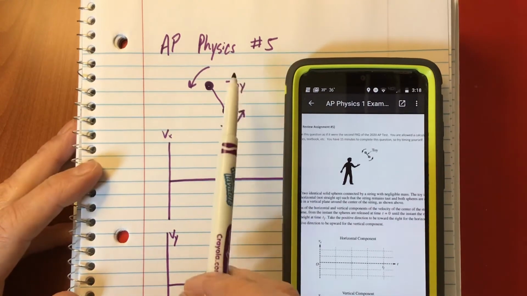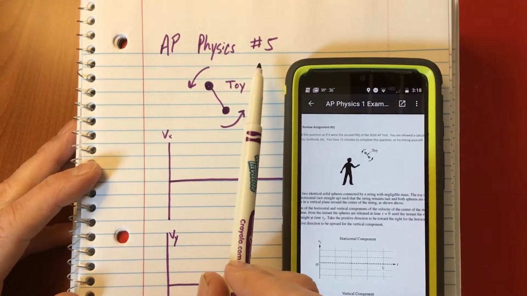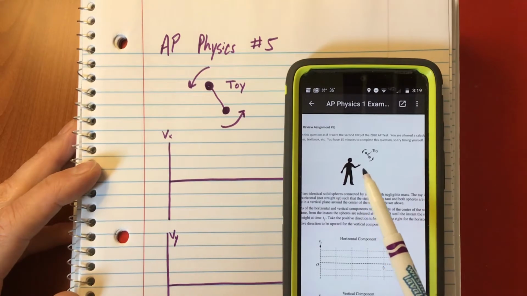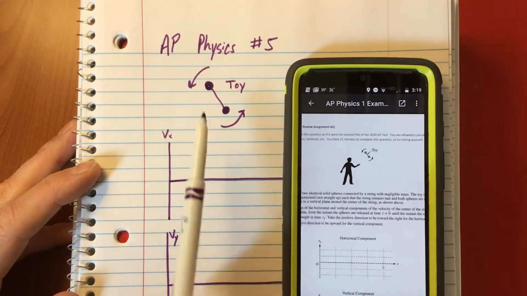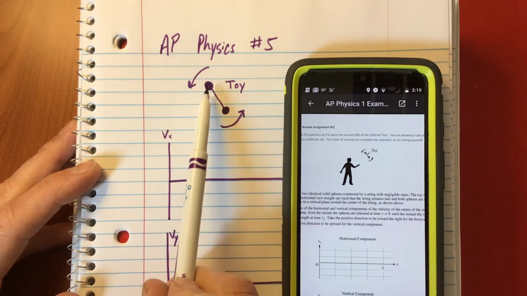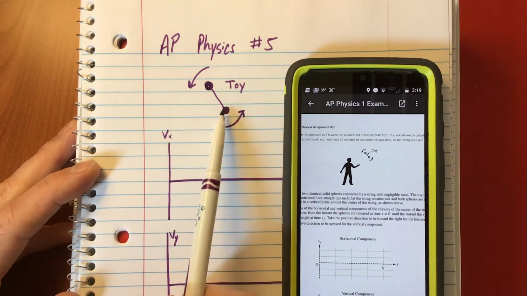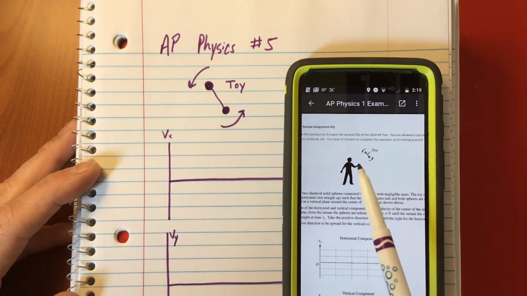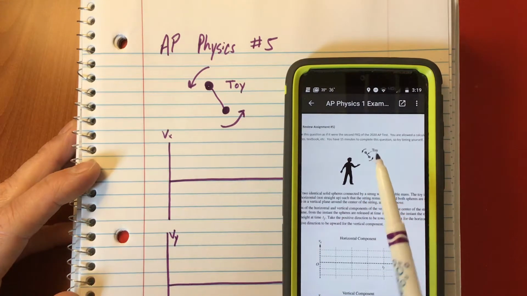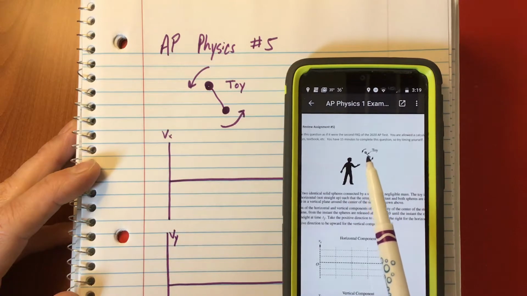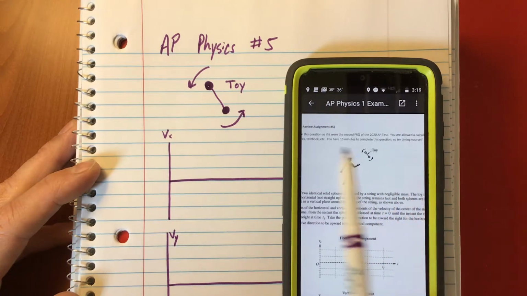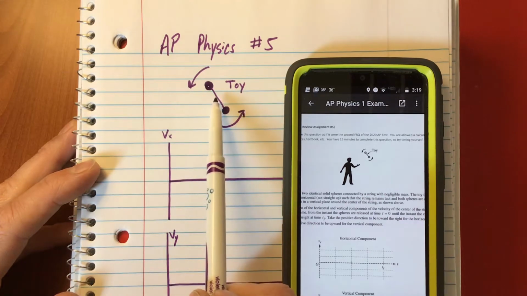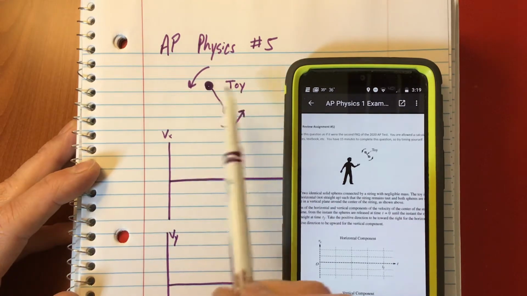So here's my thinking on the AP review number 5. This question describes a person throwing a toy. The toy has two spheres connected by a string, and it's been thrown as a projectile, so it's been thrown on an angle, and it's traveling through the air with a trajectory, but it's also rotating about its center of mass, and it's rotating counterclockwise.